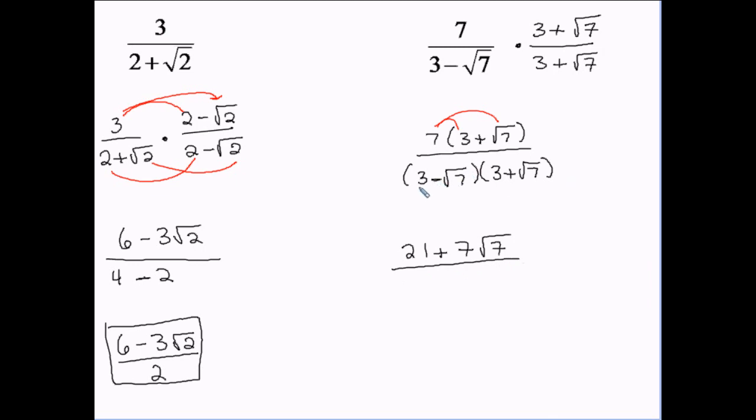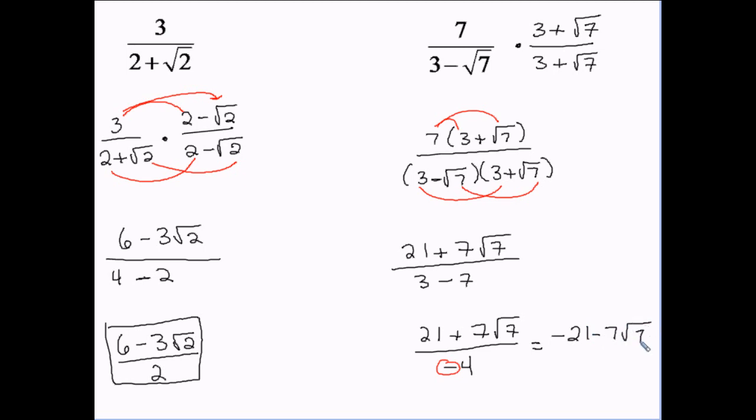And then I'm going to do FOIL, or a modified FOIL, and I will get 3 minus 7. So I get 21 plus 7 times the square root of 7 over negative 4. Now this one I do need to simplify further because we don't like negatives in the denominator. So I need to change all the signs to get rid of that negative in the denominator and make it negative 21 minus 7 times the square root of 7 over 4. Okay, and again, 21, 7, and 4 don't have anything in common, so I can't reduce that.